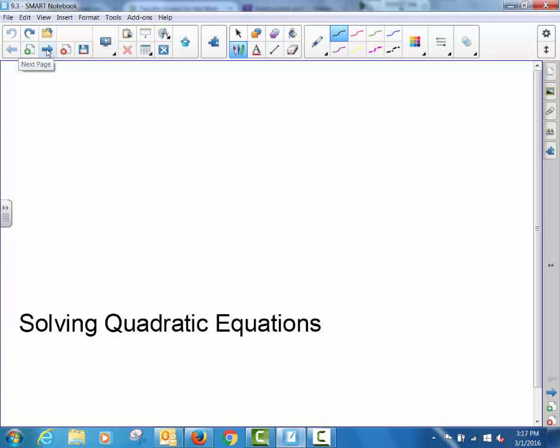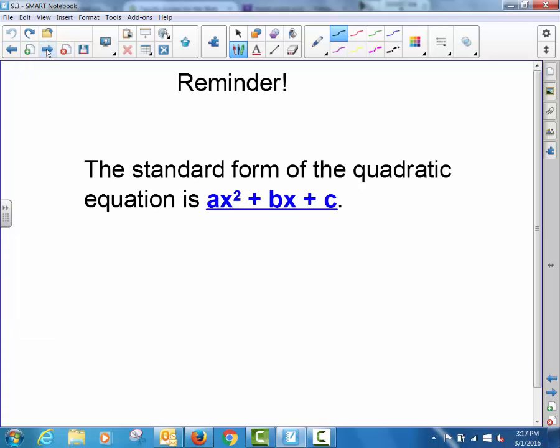Solving quadratic equations. Okay, reminder, the standard form of the quadratic equation is ax squared plus bx plus c. Actually, I should have written equals 0 right there. ax squared plus bx plus c equals 0.